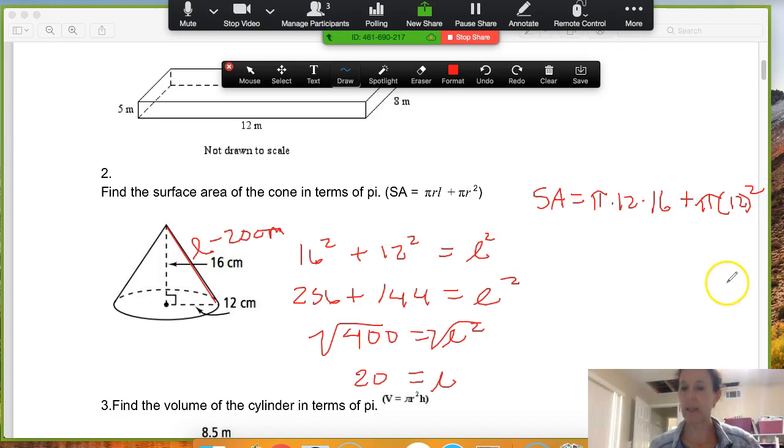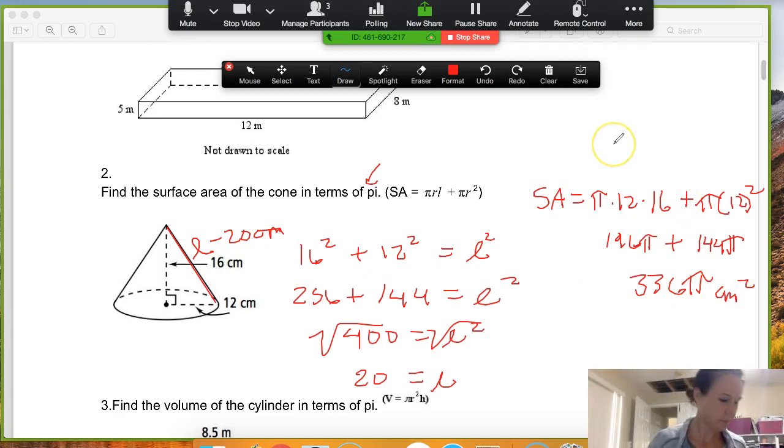So just plug it all in. This is a calculation issue. It wants it in terms of pi, so I'm not going to multiply out pi as 3.14. I'm going to leave it. So 12 times 16 is 192. 192 times pi, plus 12 squared is 144 pi. So I have 192 pi's plus 144 pi's. That's 336 pi. And that is, oh, we have centimeters here, so I need to do centimeters squared.